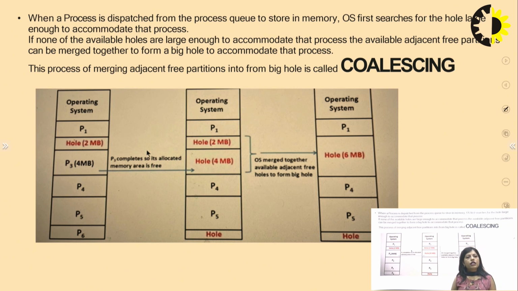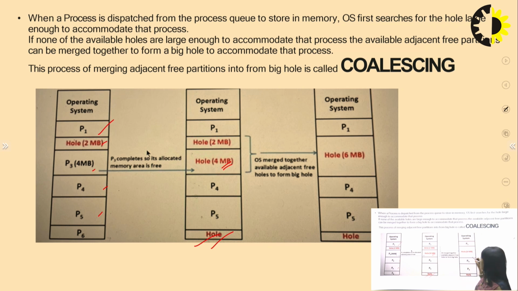Next, the concept is coalescing. What is coalescing? In this case, we have processes P1, P3, P4 and P5, and process P2 is free. P3 is complete, so its allocated memory area is free.